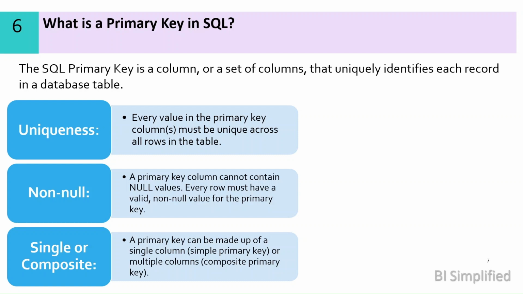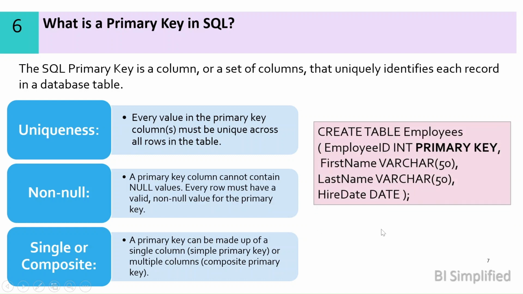That means a primary key can be made up of a single column, a simple primary key, or multiple columns, which is known as a composite primary key. And the syntax is CREATE TABLE, then the table name, here the table name is employees. If you want to declare employee ID as the primary key, you have to specify the employee ID column, then the data type, that is integer, and then specify PRIMARY KEY, followed by the remaining fields and their respective data types.